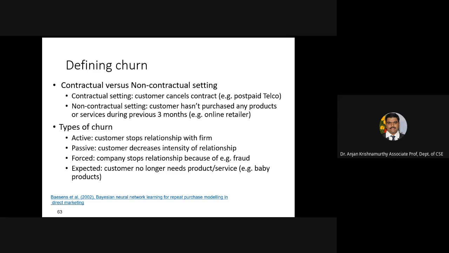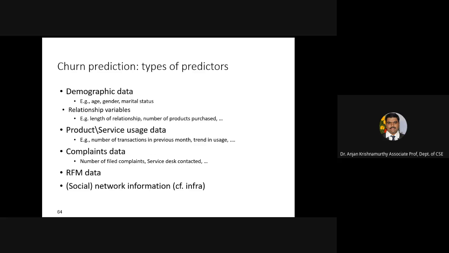The different types of churn models are the active churn model, where the customer stops the relationship with the firm; the passive model, where the customer decreases the intensity of the relationship; the forced model, where the company stops the relationship because of fraud; and expected churn, where the customer no longer needs the products or services, something like baby products, right? After the baby grows, you may not need a baby product, right? So those are the different types of churn.